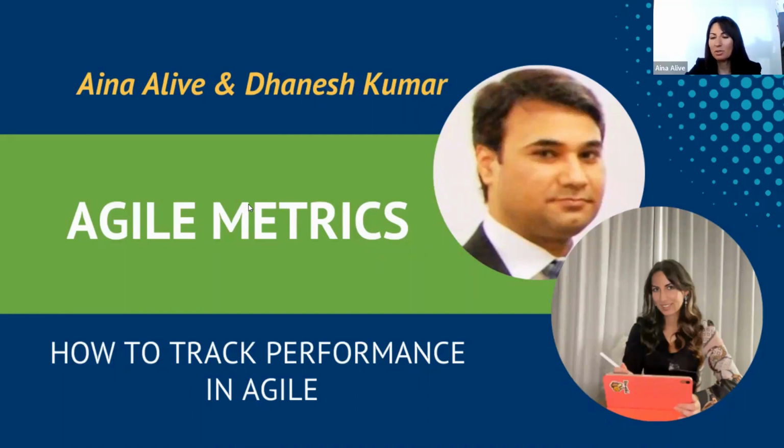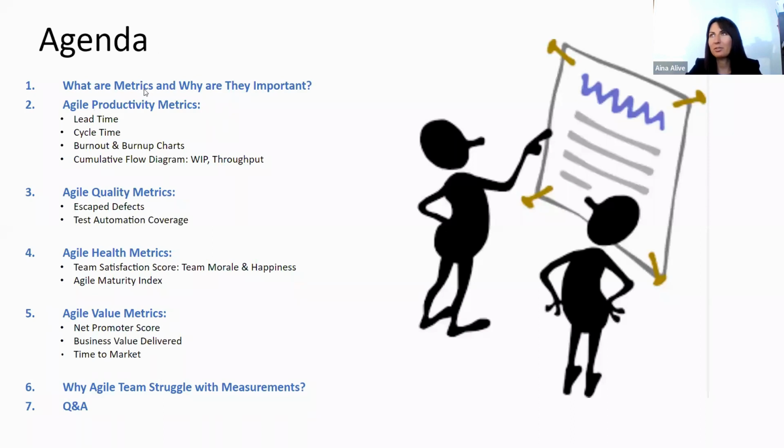Thank you, Dhanesh. Let's move on to the agenda of today. First, we're going to talk about what metrics are and why they are important. Then we break down into four main parts: agile productivity metrics, such as lead time, cycle time, burndown, burn up, and cumulative flow diagram. Then we will move on to agile quality metrics, such as escape defects and test automation coverage. Then we will talk about agile health metrics, such as team satisfaction score and agile maturity index, and also agile value metrics, such as business value delivered, time to market, and net promoter score. And then we will finish today with why agile teams struggle with measurements, and definitely a Q&A, which is going to be the main part.